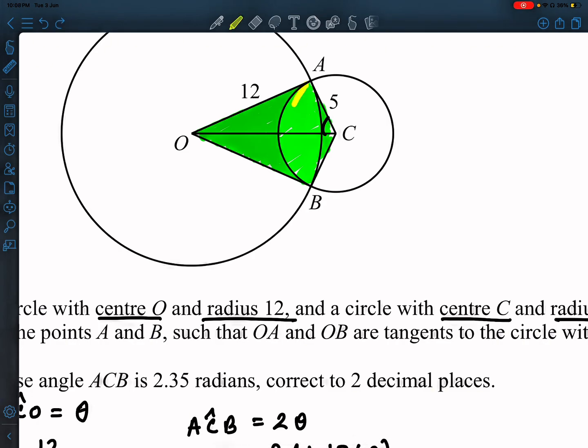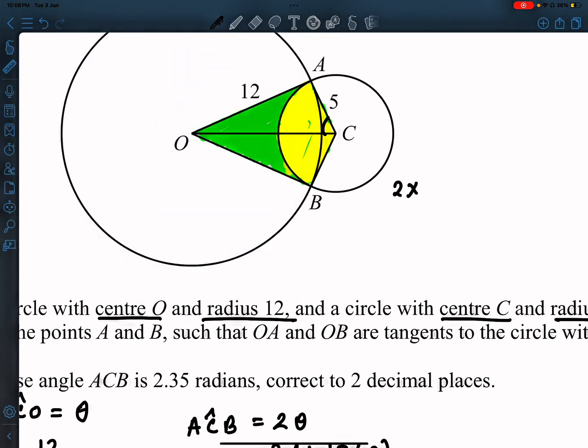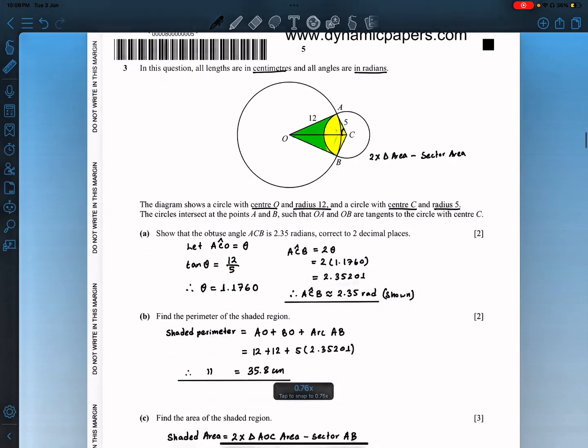The second area that we need to look into is the sector area, which is in yellow, right over here. So the shaded area is simply given by 2 times the triangle area minus the sector area. And that is our shaded area.